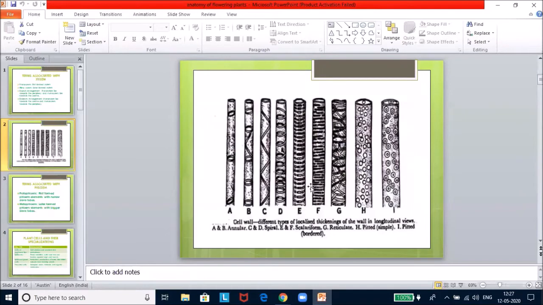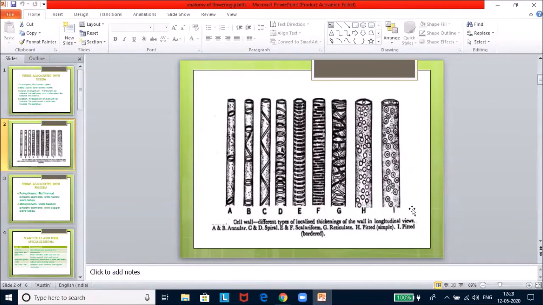Reticulate. If you look, E and F are ladder-like, and this is called scalariform thickening. Now G, if you look, is reticulate, in the form of a network. H and I are called simple pitted and bordered pitted. So, pitted ones. Though it is not there, this diagram they have asked, so we thought we will project it.